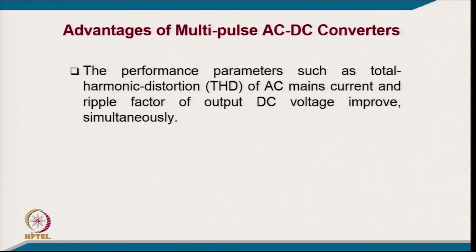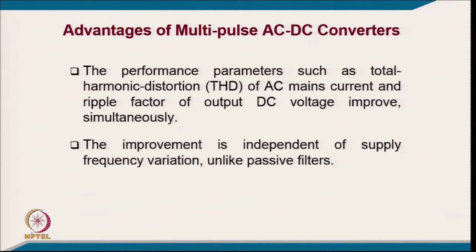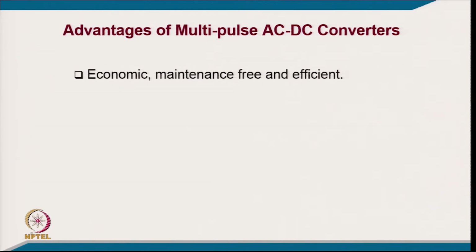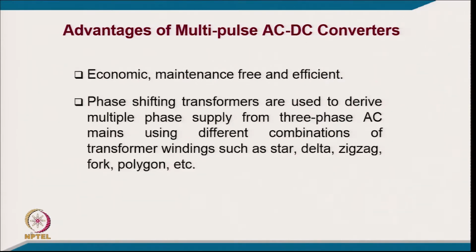mains current and ripple factor of output voltage improve simultaneously, and the improvement is independent of the supply frequency variation, unlike the passive filter, and minimal or no control is required as diodes or thyristors are mainly used. They are economic, maintenance free and efficient, and phase shifting transformers are used to derive multiple phase supply from the 3 phase AC mains using different combinations of transformer windings, 3 phase transformer windings, because the supply is 3 phase, like star, delta, zigzag, fork, polygon, etc.